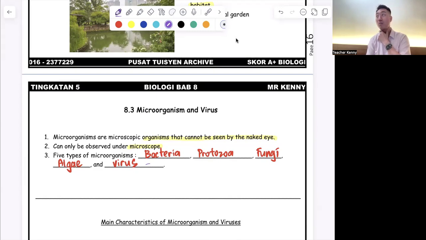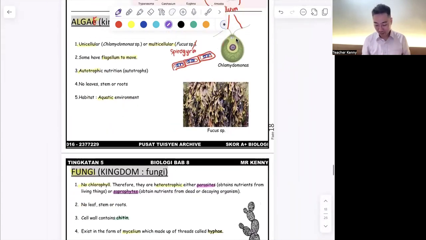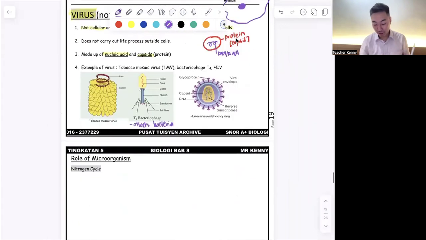Now, which one lives in water? Protozoa, algae. More than one, right? Protozoa, you have algae. Some bacteria might be there too. Okay, quite tricky over there. Okay, so we stop here. That's all the microbiome you will learn.